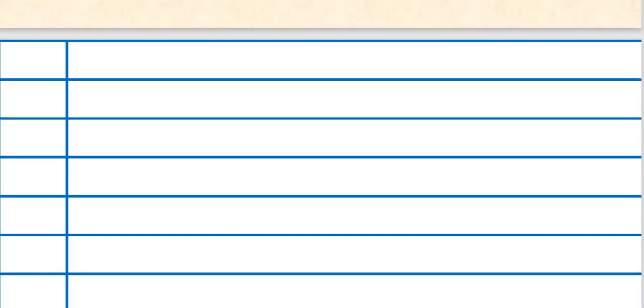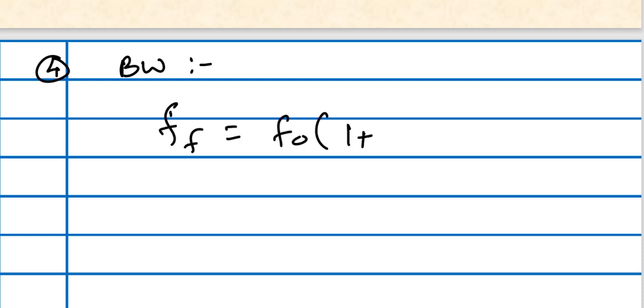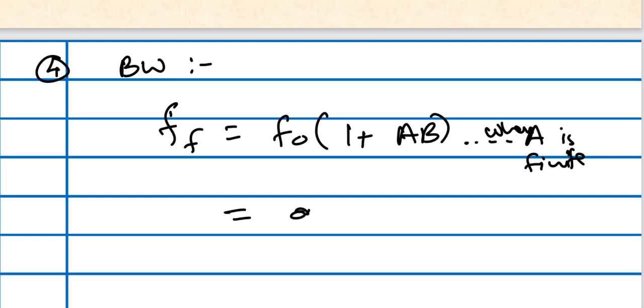Then fourth is the bandwidth. So bandwidth is Ff equal to F0 times 1 plus AB, same as the voltage series feedback amplifier. So this formula is used. A is finite, and it is nothing but infinity when A is infinite, that means the ideal case.